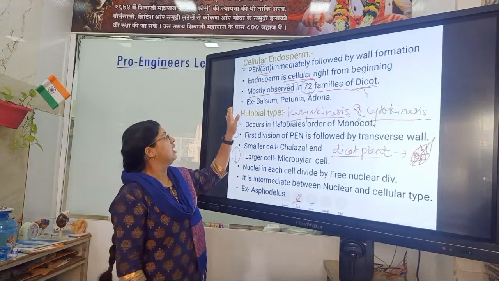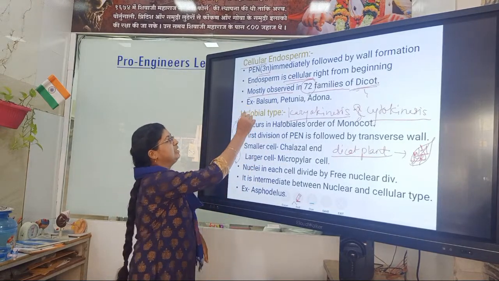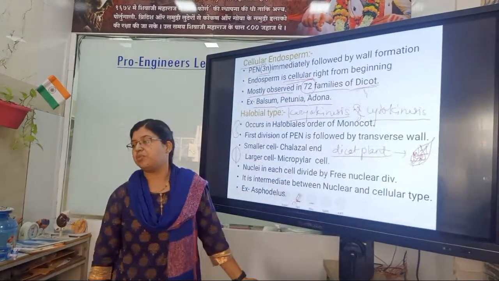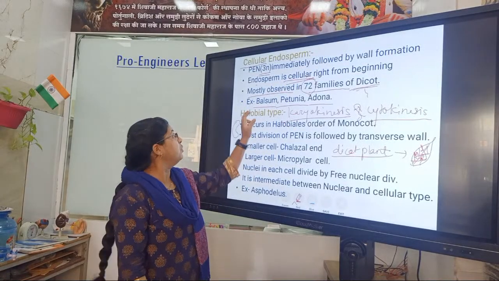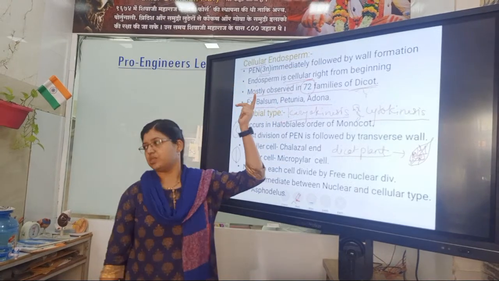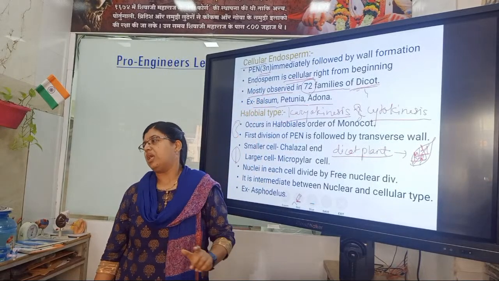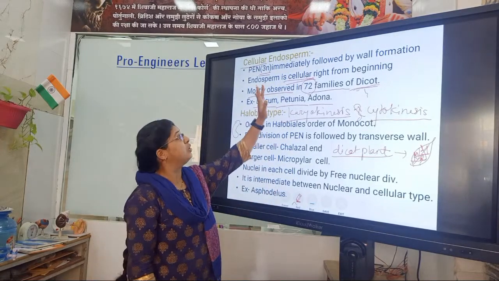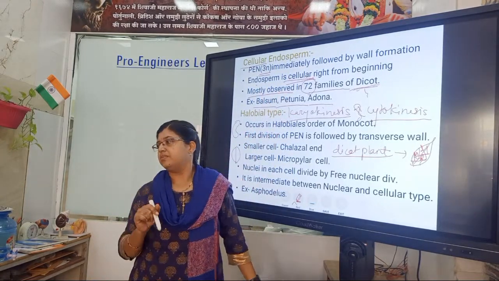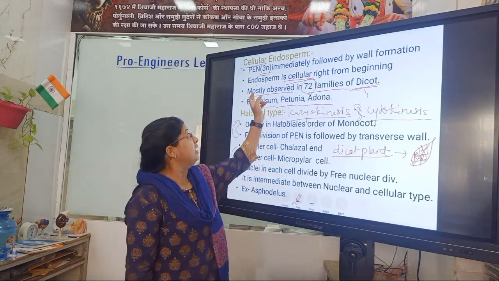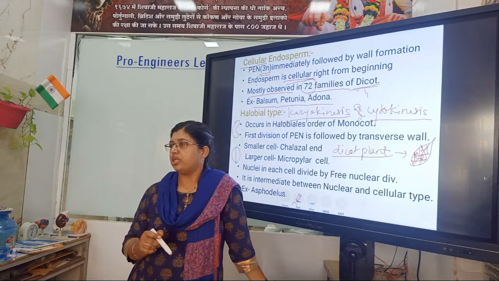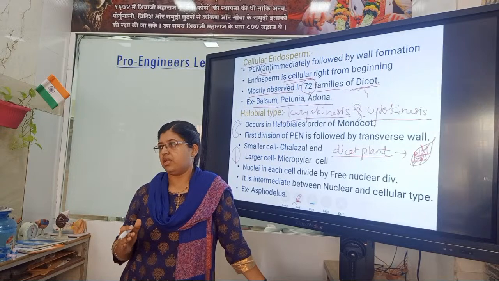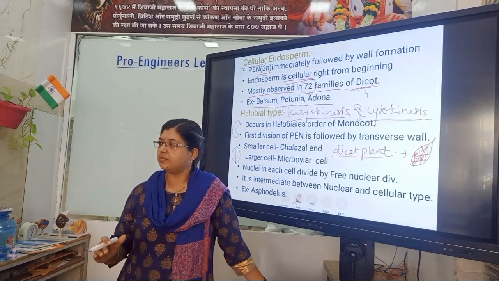For example, balsam, petunia, and adoxa. Remember these examples; they are very important in cellular endosperm. What happens in cellular endosperm? The PEN divides mitotically, and immediately there is cell wall formation, right from the beginning. Clear?